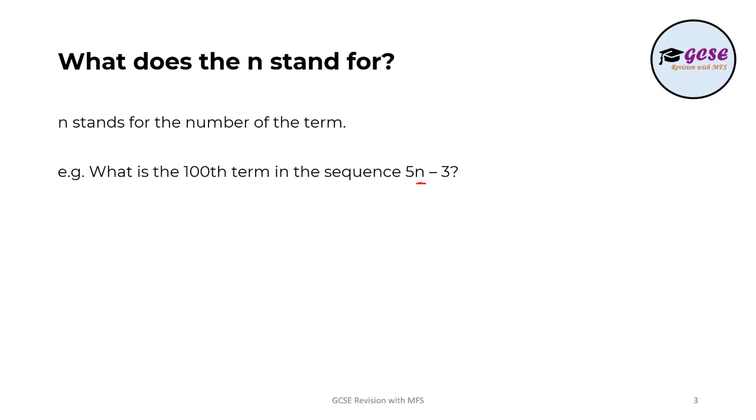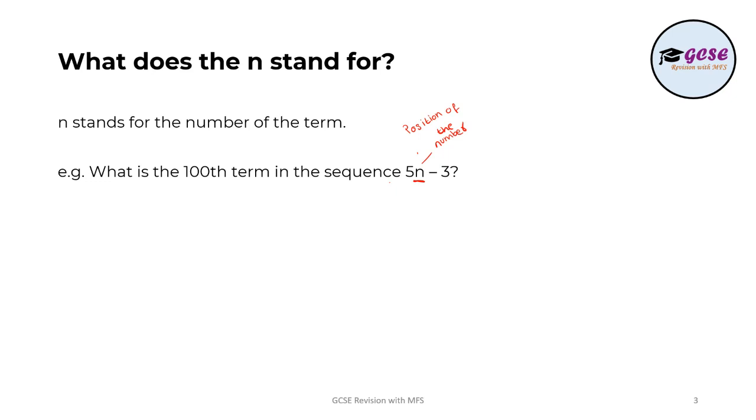Remember, n just stands for number. So this means number, or you could say it's the position of the number. So n is the position of the number. We have the nth term in front of us, which is 5n minus 3.